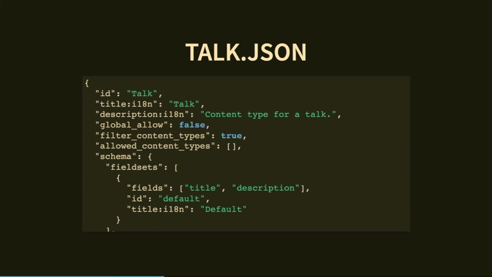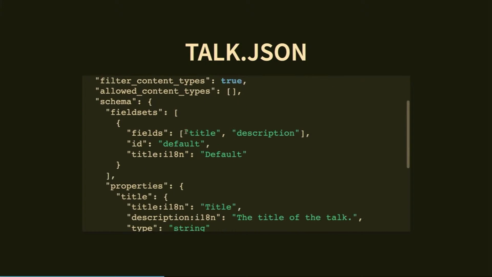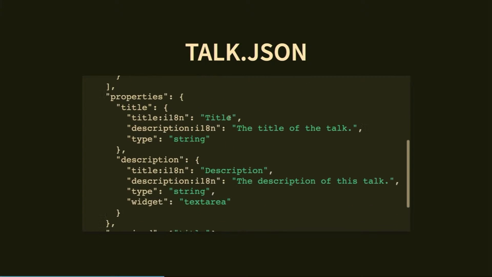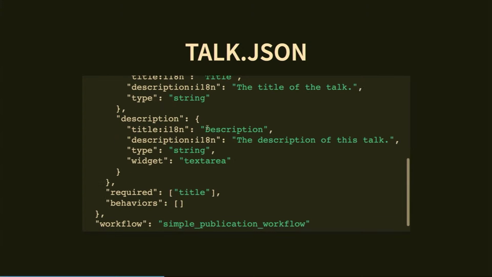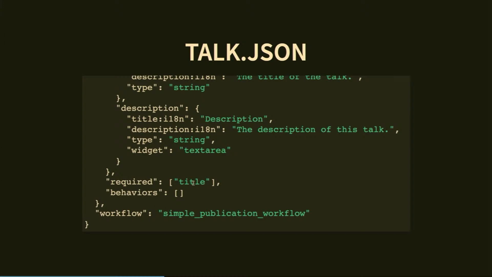If we have a look at the talk one, this is the simplest version of that, so it's more or less the same as the schedule one. In this case, we only added the title and the description here and here. We'll add the rest of it later. The title is only a text field, and description is a text area widget in this case. And then we have a required field, and for now we also have the same workflow, but we'll change that later on.